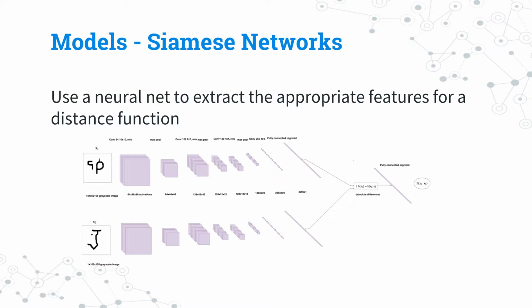So the model that we'll be going over to tackle this one-shot learning problem is the Siamese network. Here you're basically using a neural net as a distance function. So instead of us defining that we'll use the L2 distance or the L1 distance, we'll let our neural net figure out what the appropriate distance function is given the specific inputs.